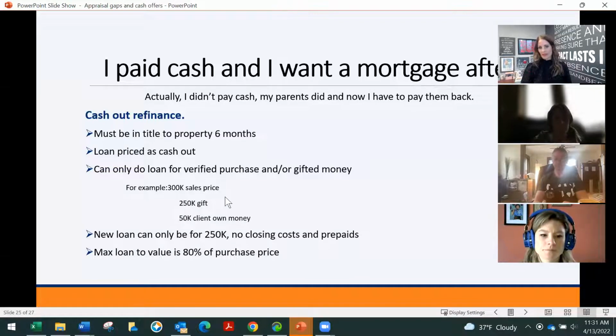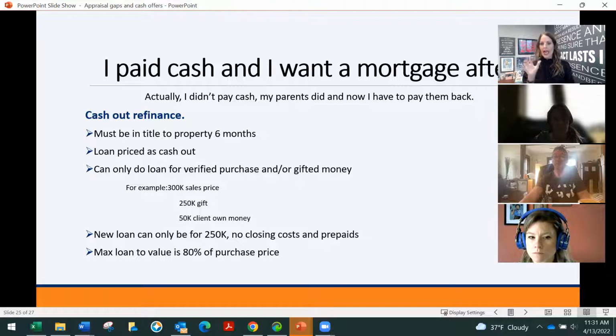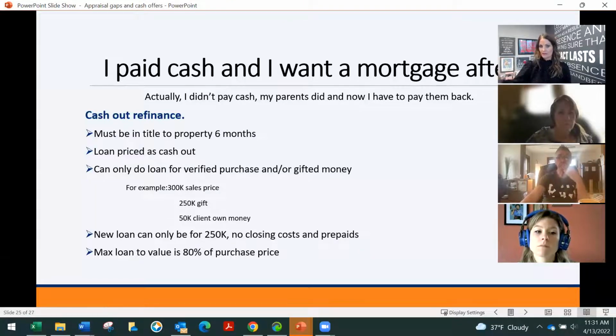So for example, if someone buys a $300,000 purchase, they got a gift of $250,000 and then they put in 50 grand of their own money, we could only do a loan for $250,000. Oh, I'm sorry, this should not say no, and I will fix this before I send it. Plus closing costs and prepaids. That's it. They cannot get one extra dime back, and all of that $250,000 has to go back to whoever gave them the gift money on the closing disclosure. Not one dime back, not one. It's like a jigsaw puzzle at the end.